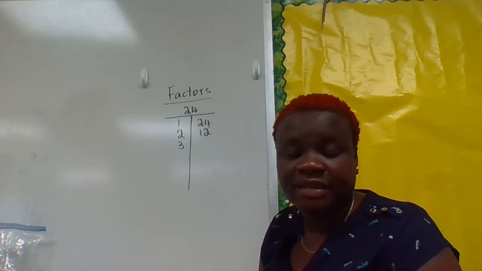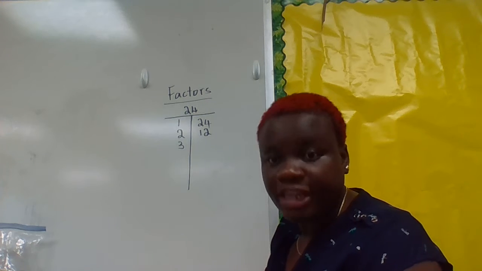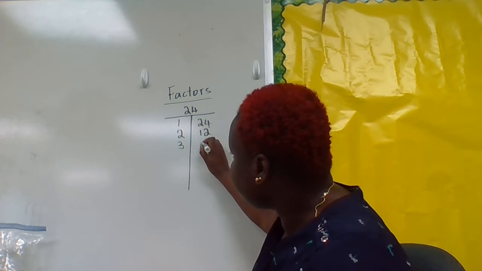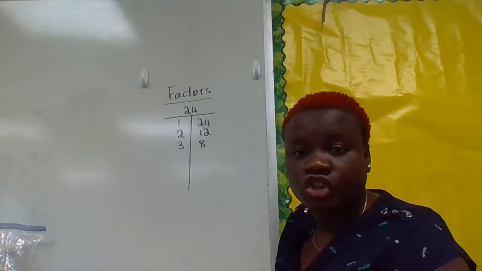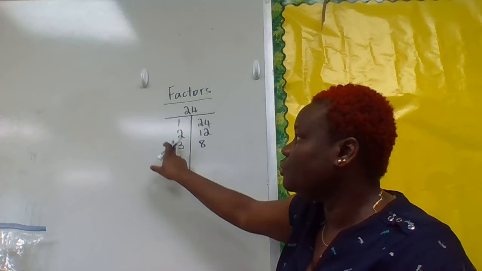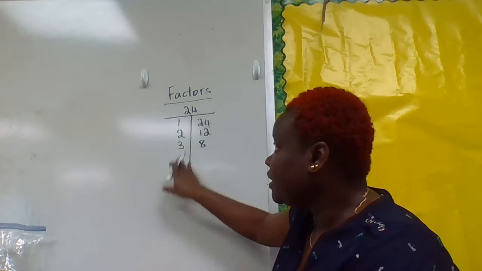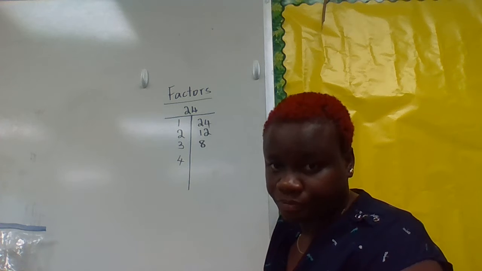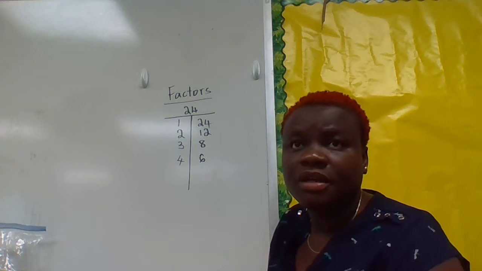And then I'm going to ask myself, how many times can I get 3 out of 24? Definitely. 8 times. I'm going to write the 8 on this side of my T chart. Then I'm going to go with my next number, which is 4. So if you realize, I'm going in order, 1, 2, 3, 4, I'm not leaving out any number. How many times can I get 4 out of 24? You're right. 6 times.